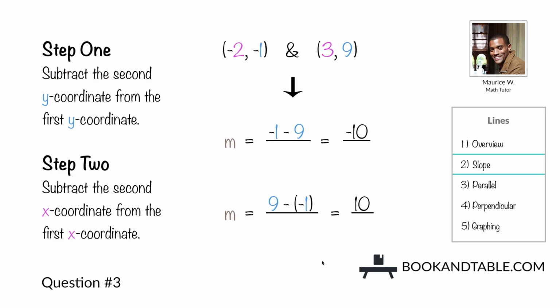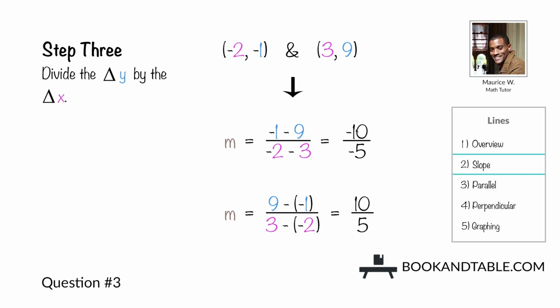In question number 3, we were given the points negative 2, negative 1, and 3, 9. Again, this top calculation is if you did this point minus this point. This bottom calculation is if you did this point minus this point. So step 1, subtract the second y-coordinate from the first y-coordinate. So negative 1 minus 9 would give you negative 10. Or 9 minus negative 1 would give you positive 10. Step 2, subtract the second x-coordinate from the first x-coordinate. Negative 2 minus 3 would give you negative 5 for your delta x in this first example. Or 3 minus negative 2 would be 3 plus 2, which is positive 5.